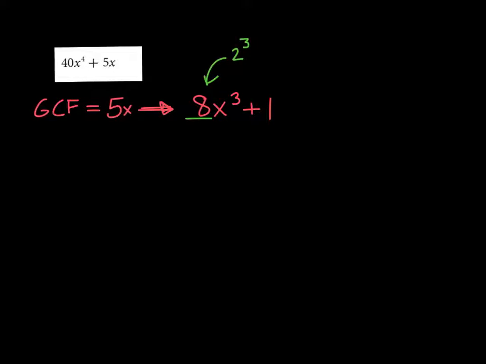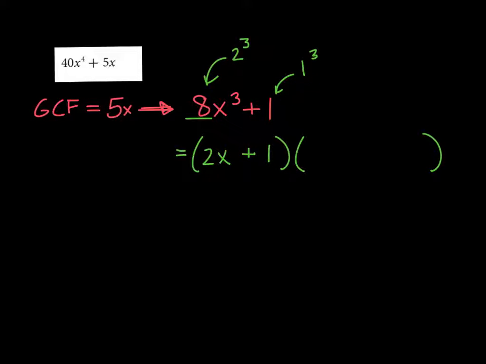X cubed, obviously a perfect cube because it has a 3 as an exponent. 1 is also a perfect cube. That's 1 to the third power. So let's practice that pattern. All right, the cube root of 8x to the third is 2x. The cube root of positive 1 is plus 1.